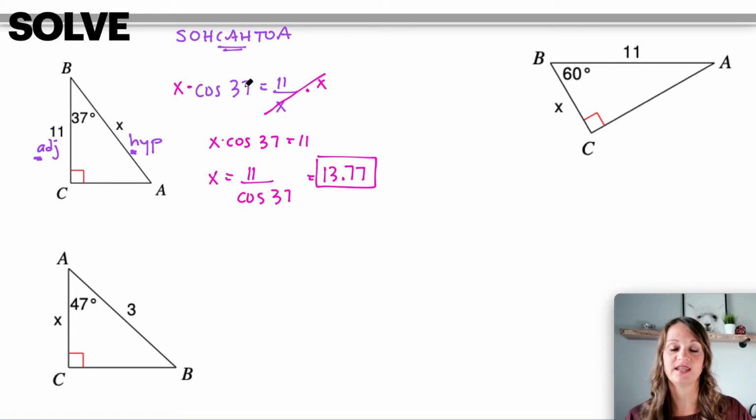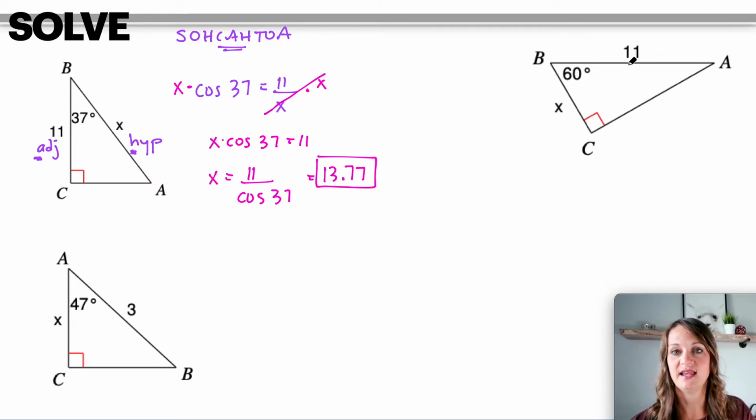Now, there is a trick. Anytime you have a variable in the denominator, it actually happens that it switches places with what is on the other side. So this cosine of 37 that's on the other side will actually switch places with the x in the denominator, and the x will switch places with that, and they will be able to swap as a little trick. So let's try this one over here.